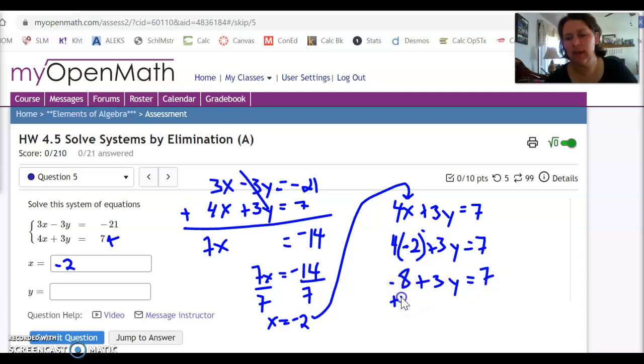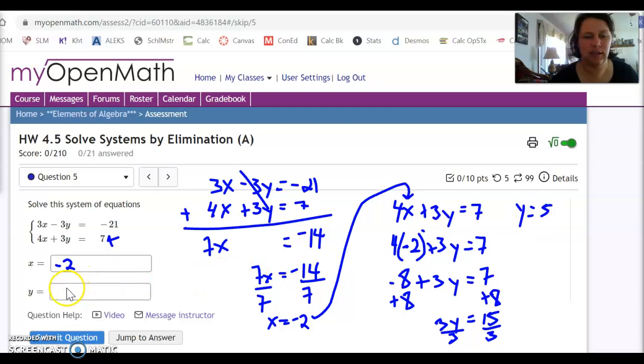So then we're going to add 8 to both sides, and we get 3y equals 15. And then divide both sides by 3. We get y equals 5. So that's our second answer. So the final answer is negative 2, 5.